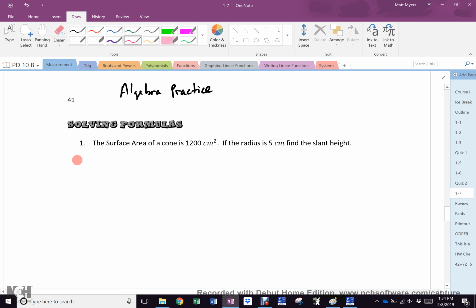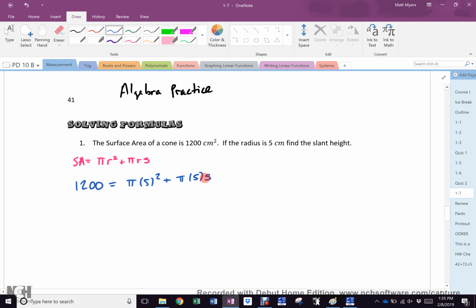Okay. So I am dealing with the surface area of a cone, which is pi r squared plus pi r slant. What do I know? I know the radius and the surface area. So what can I write out, Jordan? I can write 1,200 equals pi times 5 squared plus pi times 5 times s, correct?